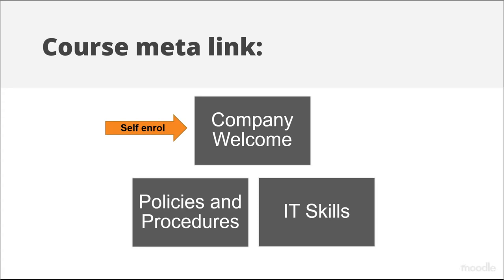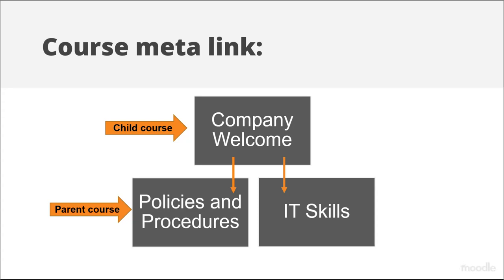Once they have done this, they will automatically be enrolled into both the Policies and Procedures and the IT Skills course. The Company Welcome course will be the source of enrolments for the two other courses. It's known as the Child course in Moodle. The Policies and Procedures course and the IT Skills course are known as parent courses, and he has to go into each one of these and link them to the Company Welcome, the Child course.